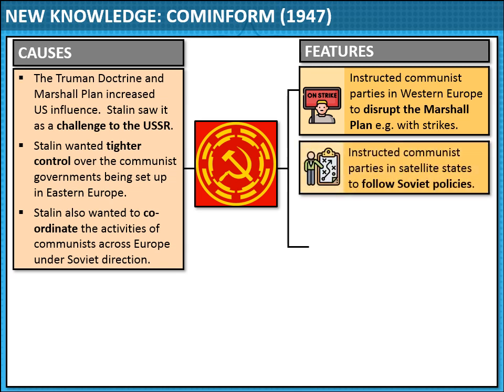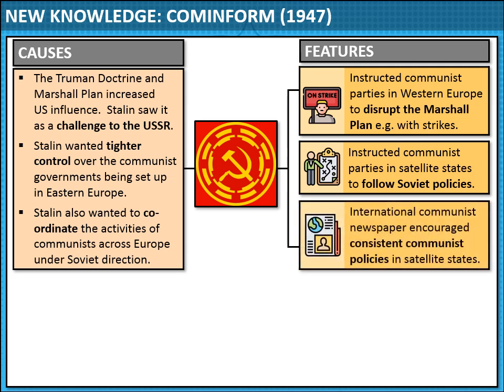Cominform also ensured that all communist governments followed the same vision of communism. It did this by instructing communist parties in satellite states to follow Soviet policies. It also produced propaganda. For example, it published an international communist newspaper. This encouraged all communist states to apply the same consistent communist policies.